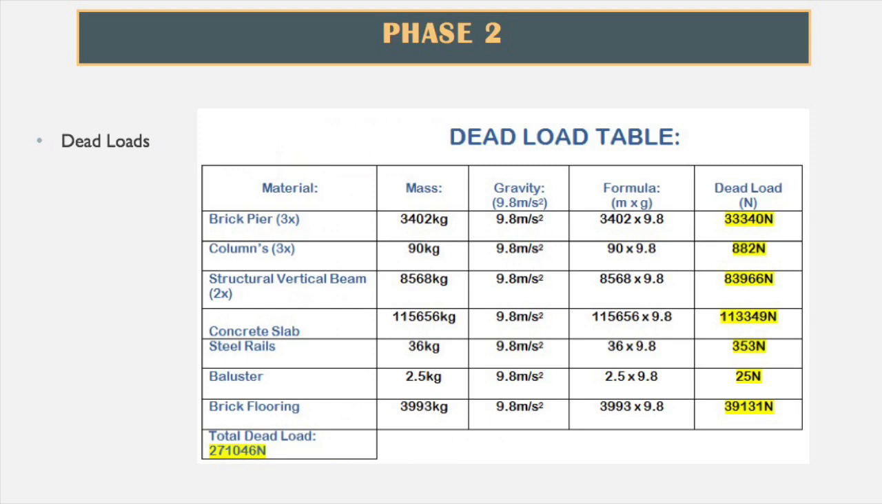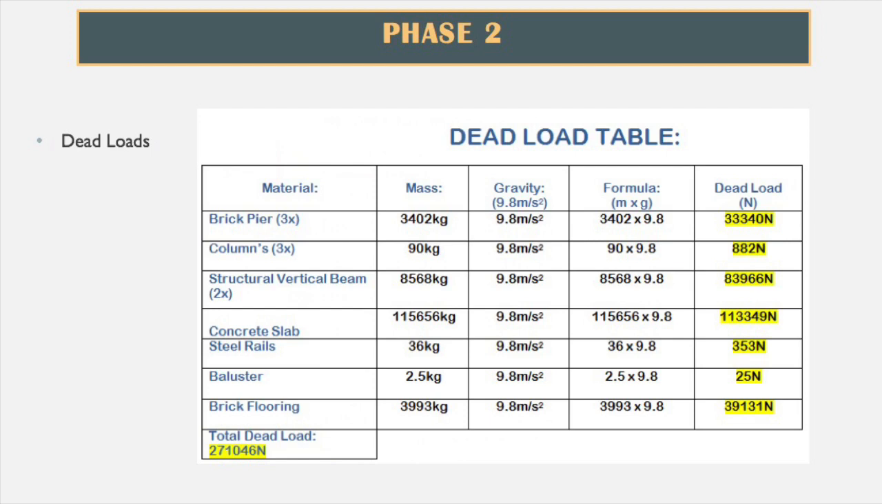In Phase 2, we used our previous data to find dead loads, live loads, UDL, and also reactions. We started off by calculating all dead loads. The dead loads include structural members of the bridge itself. This included brick piers, columns, structural vertical beams, concrete slab, steel rails, the baluster, and we also assumed that the flooring was made up of bricks.